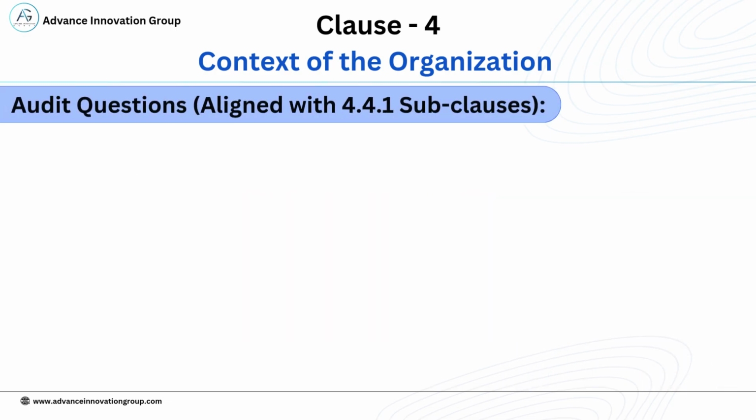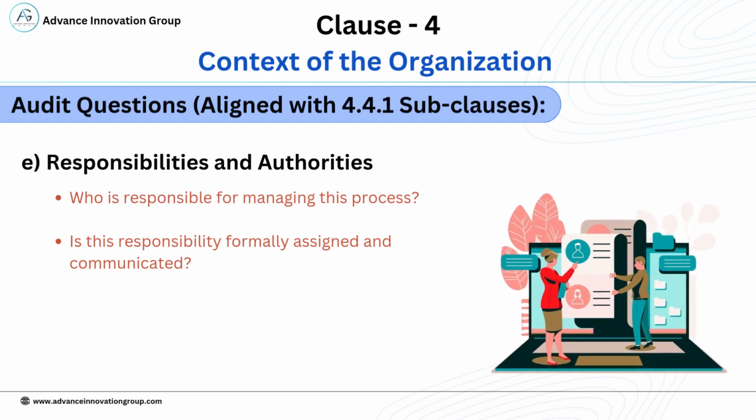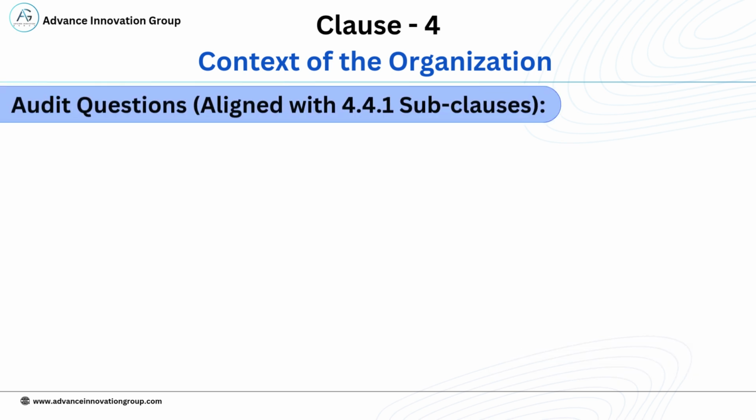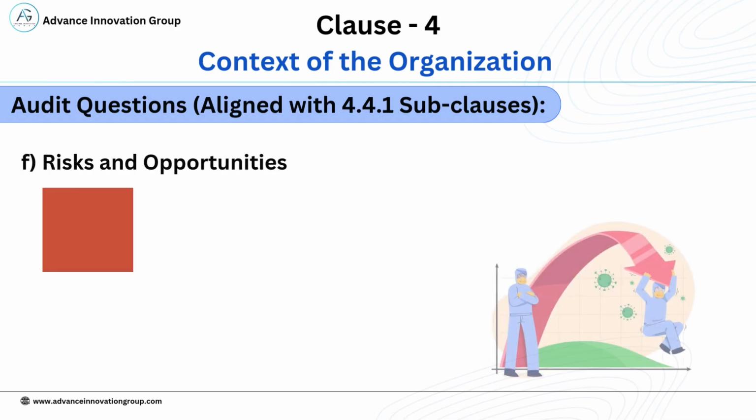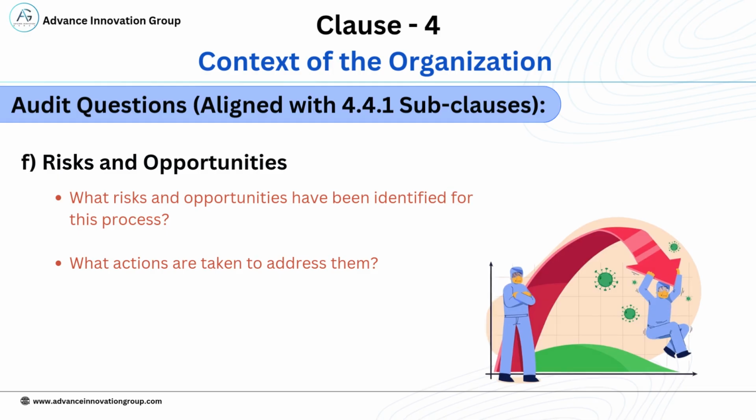Audit questions aligned with 4.4.1 subclauses. E. Responsibilities and authorities. Who is responsible for managing this process? Is this responsibility formally assigned and communicated? F. Risks and opportunities. What risks and opportunities have been identified for this process? What actions are taken to address them?